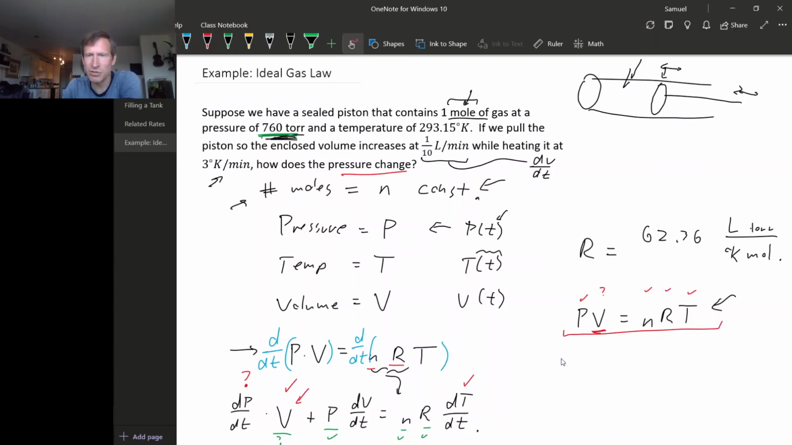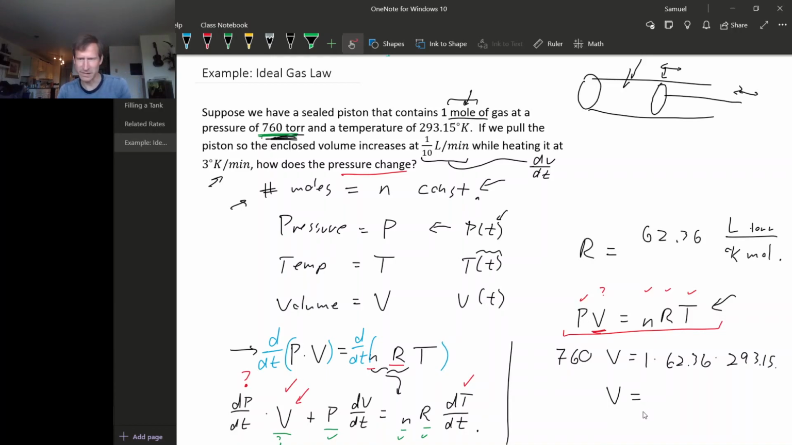So first let's find V. All of the units are compatible, so I'm going to stop writing the units just to save a little space. The original pressure is 760 torr. The volume is what we don't know, so we'll write V. Number of moles is 1. The gas constant R is 62.36, and the original temperature was 293.15.